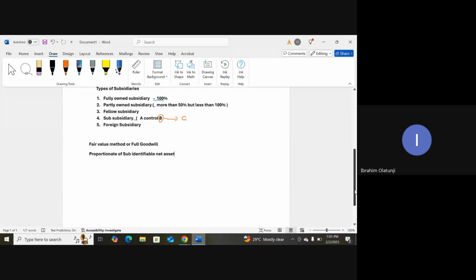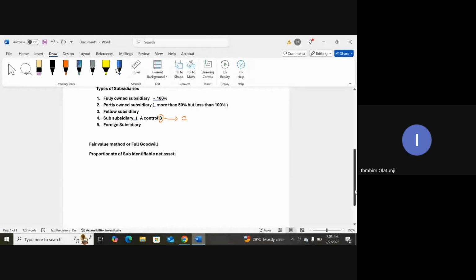Are we there? Yes, sir. What number are we? You just completed number three. What did I mention in number one? To draw a group structure. Draw a picture. Number two, do a computation of net assets of the subsidiary. Number three, compute the goodwill on acquisition.